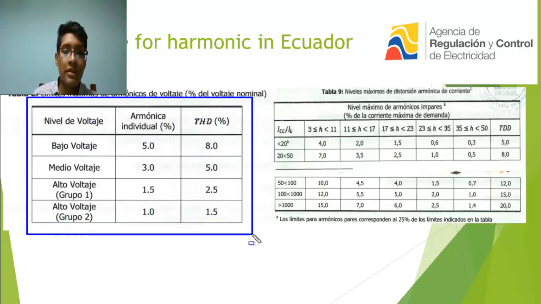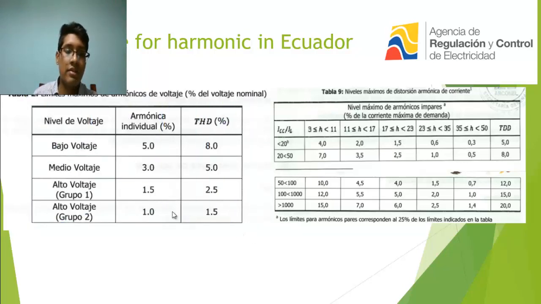In this graph, we can observe the maximum limit of the harmonic voltage. Low voltage works at values less than 600 volts. The medium voltage is greater than 600 volts and less than 40 kilovolts.